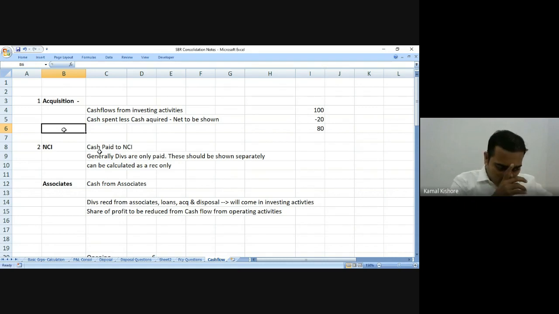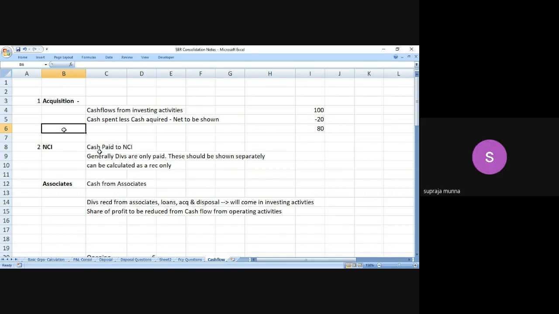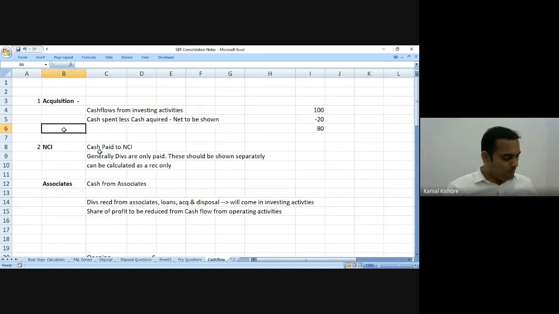Right? To NCI, what you will not pay separately is cash. What you'll pay is only dividends. So that has to be shown separately, and that dividend is calculated as a reconciliation. Okay, we'll work out a couple of questions on this. It will be done as a reconciliation, basically.